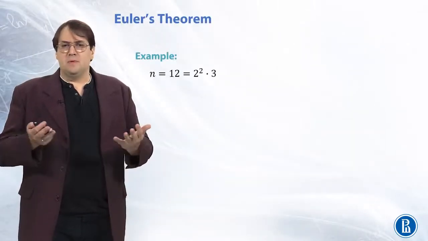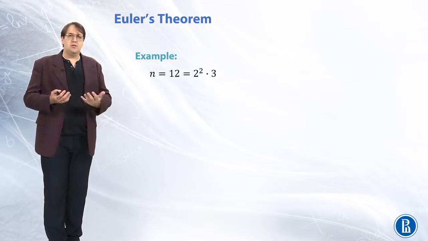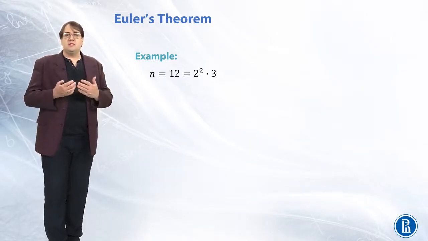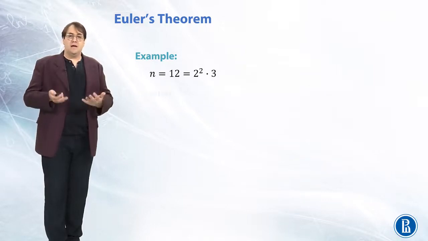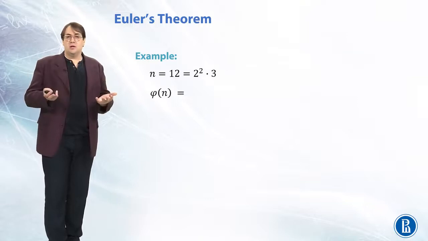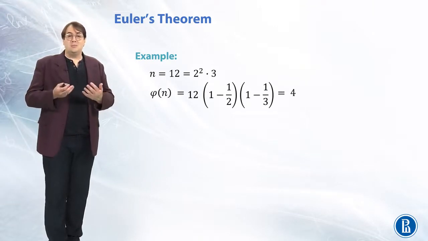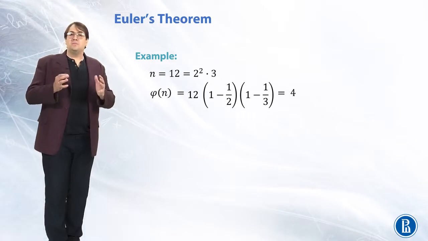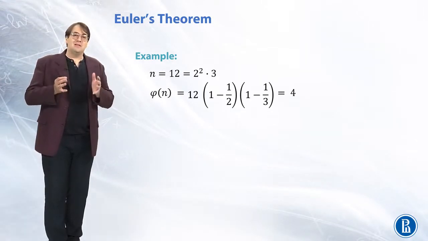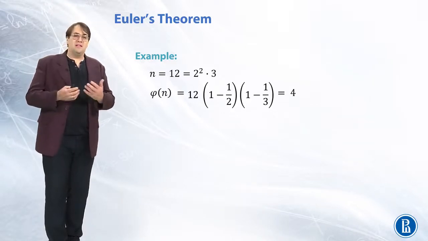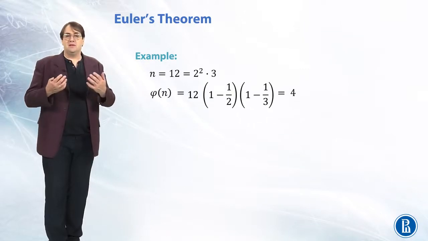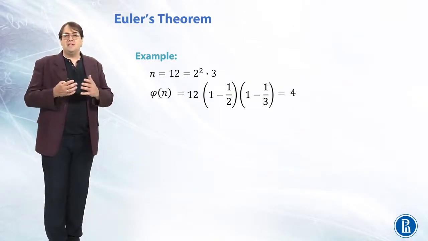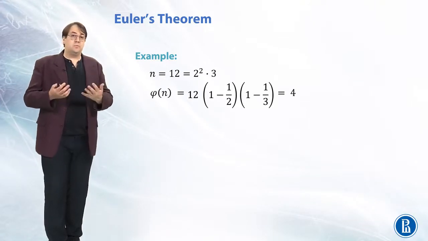Let's consider an example. Well, for instance, n equal to 12. It is not prime, so we cannot apply Fermat's small theorem to it. Let's try to apply Euler's theorem. First of all, we need to calculate Euler's function of n. We have a formula that allows us to calculate Euler's function: phi of n is equal to n multiplied by 1 minus 1 over first prime divisor multiplied by 1 minus 1 over second prime divisor, and so on. Well, 12 has only two prime divisors, so when we use this formula, we have only two pairs of parentheses, and it is equal to 4. So phi of 12 is equal to 4.